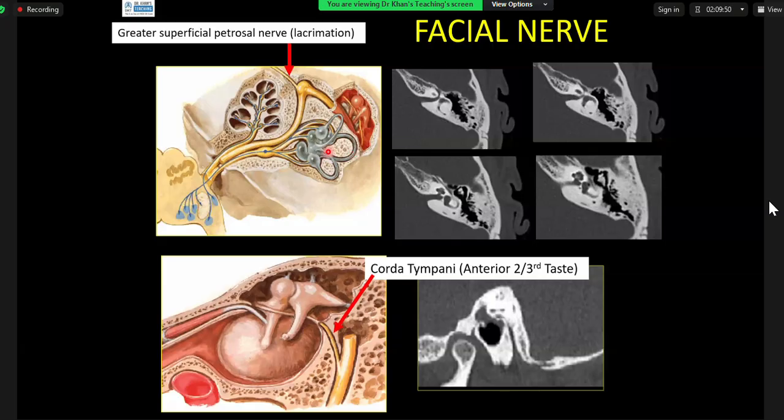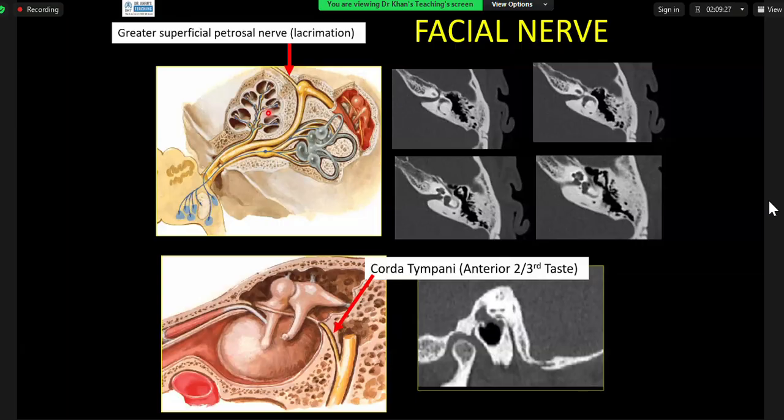Now, see the nerves which are coming out. The nerve which comes out from the cochlea is the cochlear nerve. It comes out into the internal auditory canal, or I should say that it goes from the pons into the internal auditory canal and meatus, through the canal into the cochlea.